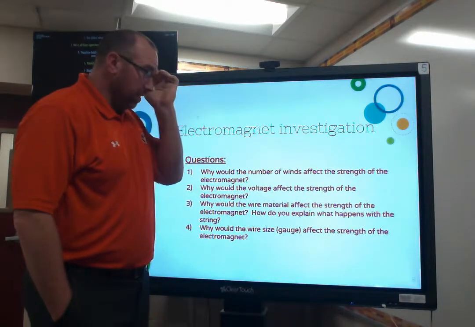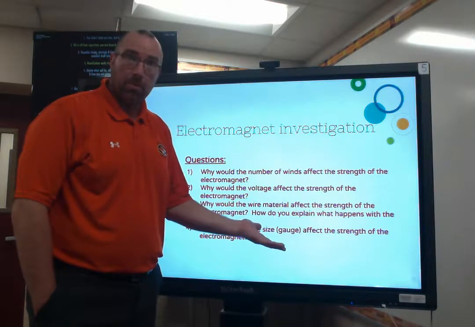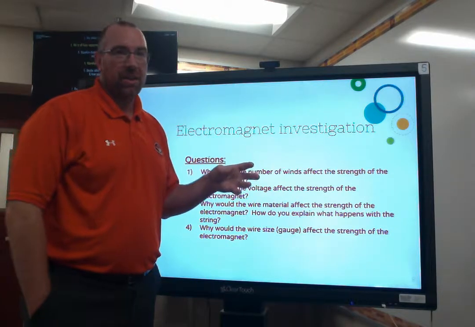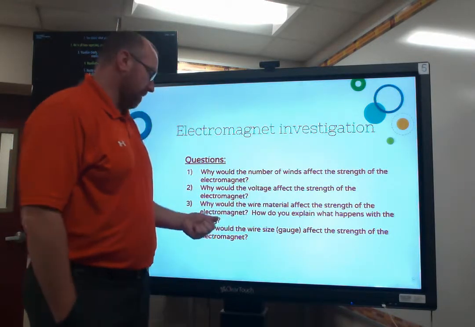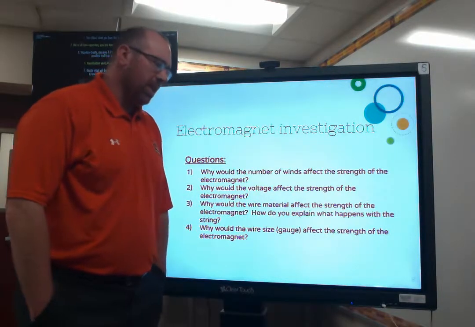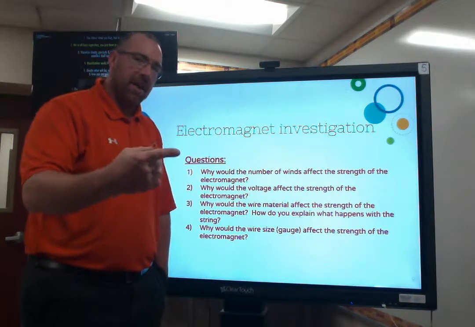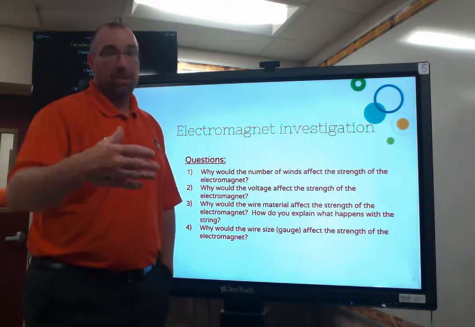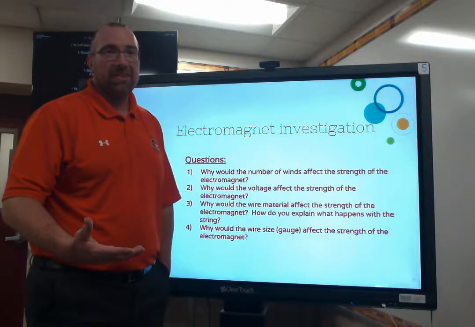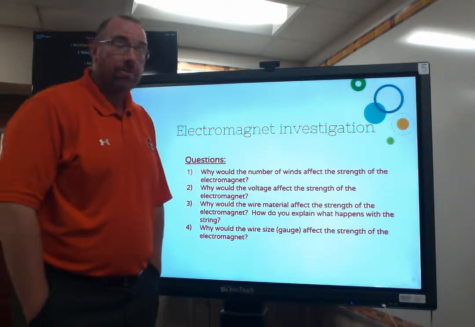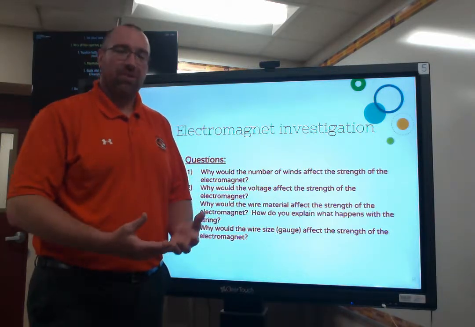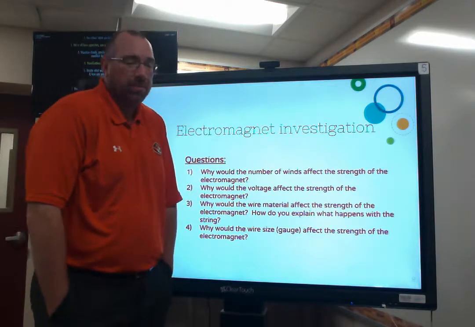In number 2, the voltage: more current, more charge, more flux. You've got a stronger electric field, which makes a stronger electromagnet. Number 3, why would the wire material affect the strength of the electromagnet? Well, there's 3 materials that you compared. You had copper, aluminum, and string. Obviously, with the string, it didn't pick up any iron filings. That's because string is not a conductor of electricity. It's not a metal. It won't conduct electricity, and if you don't have any current flowing, you have no electric field. So there would be no magnetization of the core, nothing will happen.